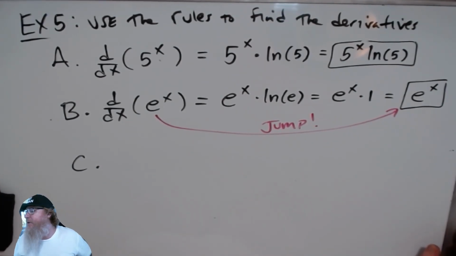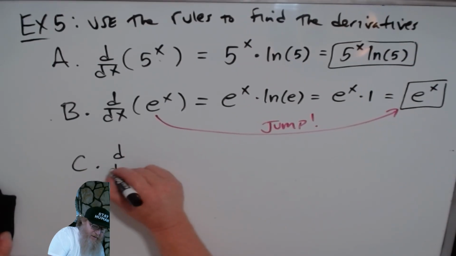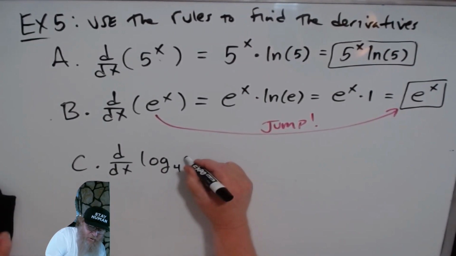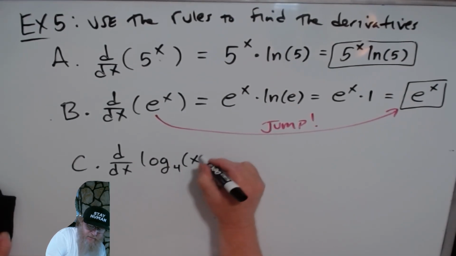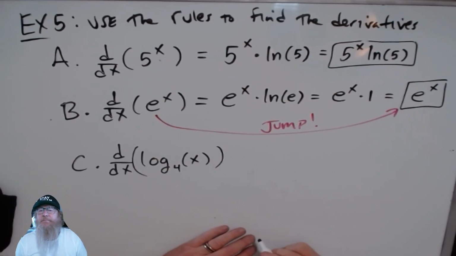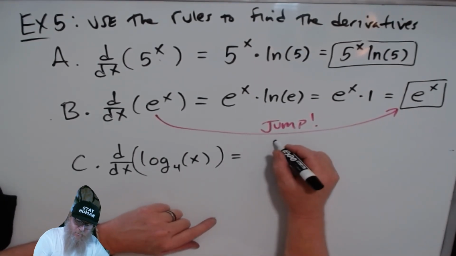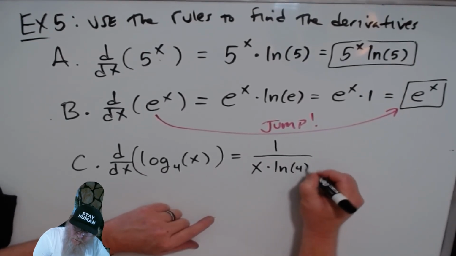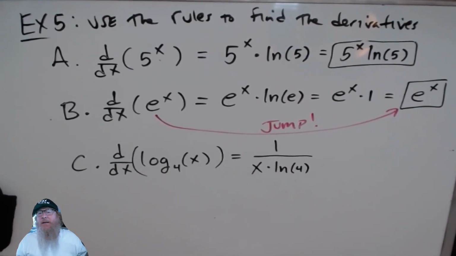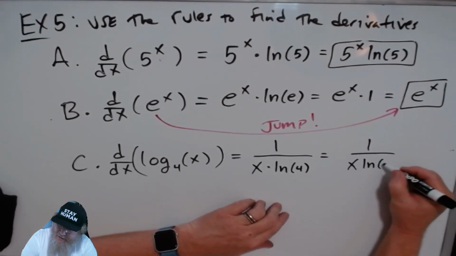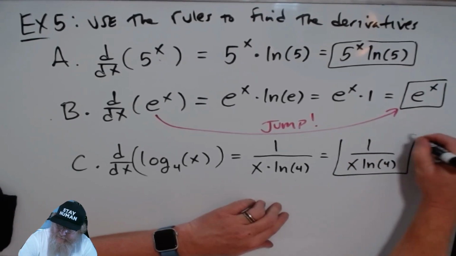What are we up to? Oh, logs. The derivative of log base 4 of x. That's 1 over x times ln of 4. Again, you don't need to simplify this. I would probably just get rid of the dot. And there you go.